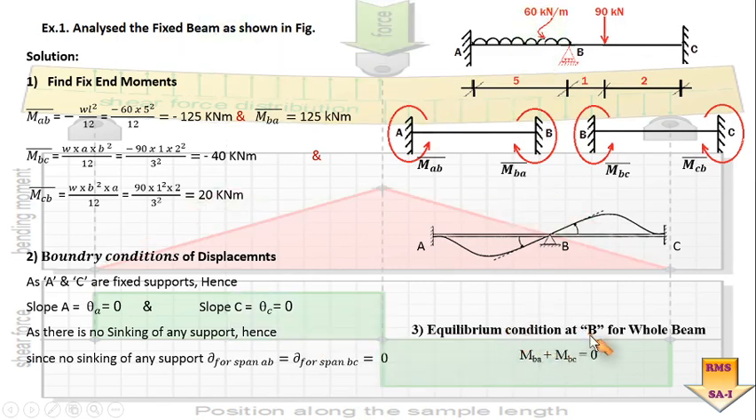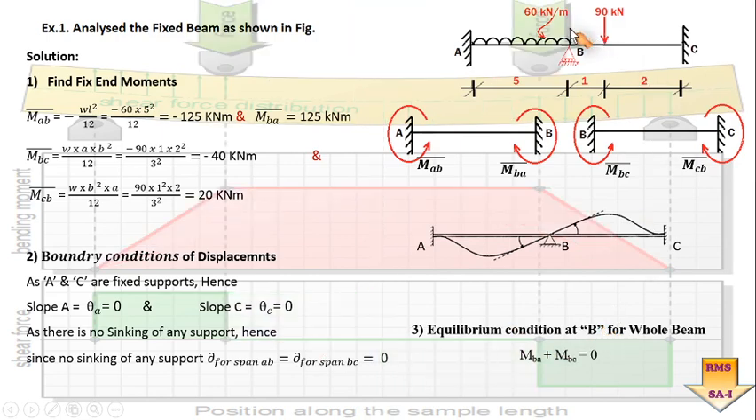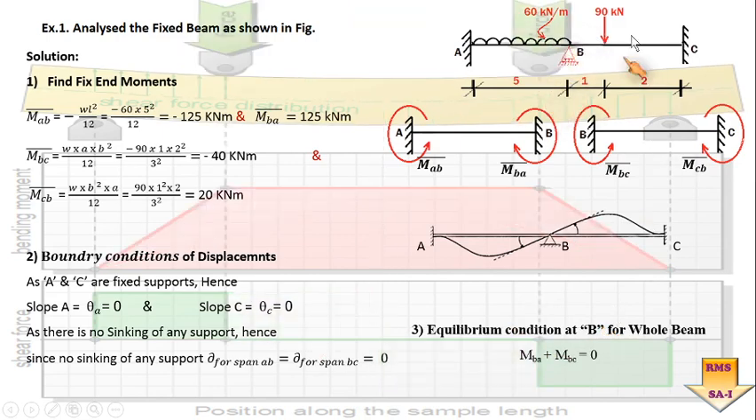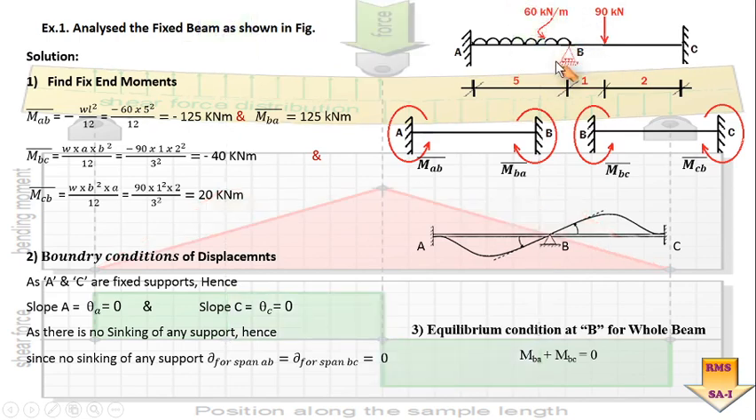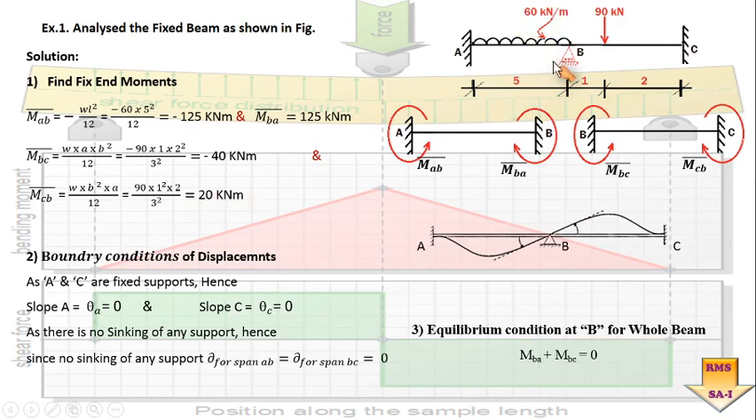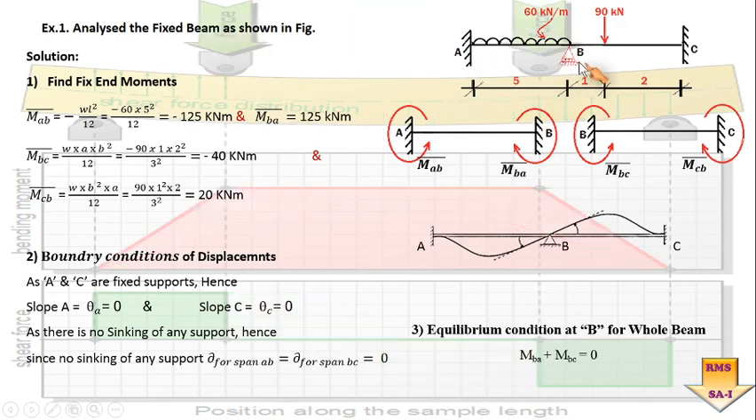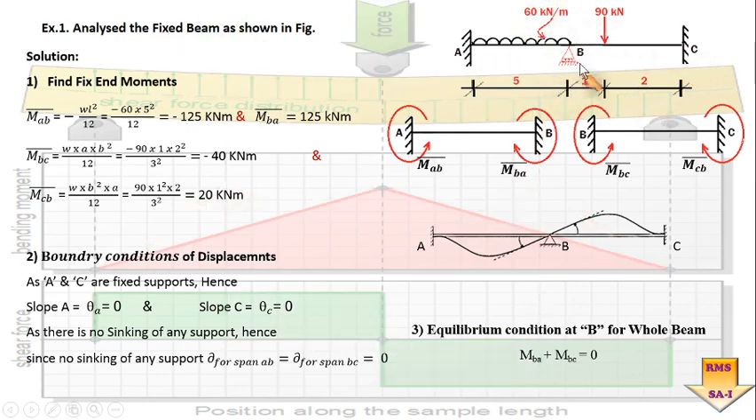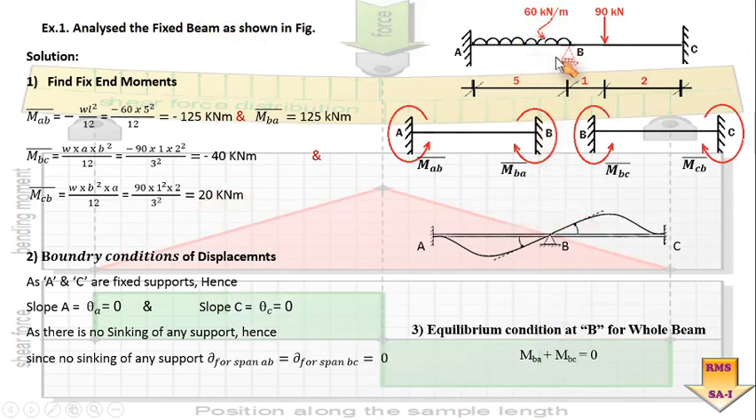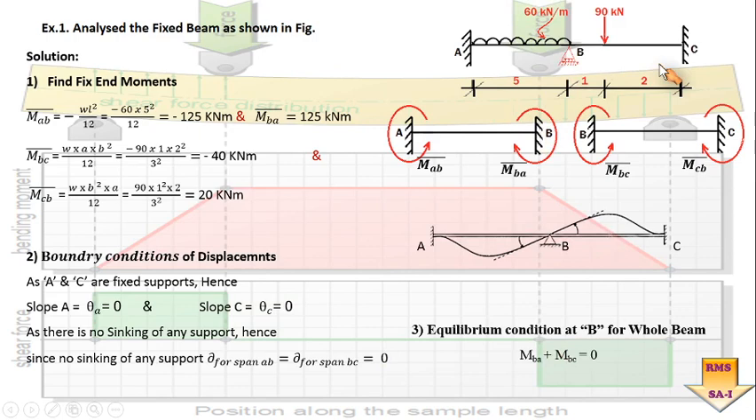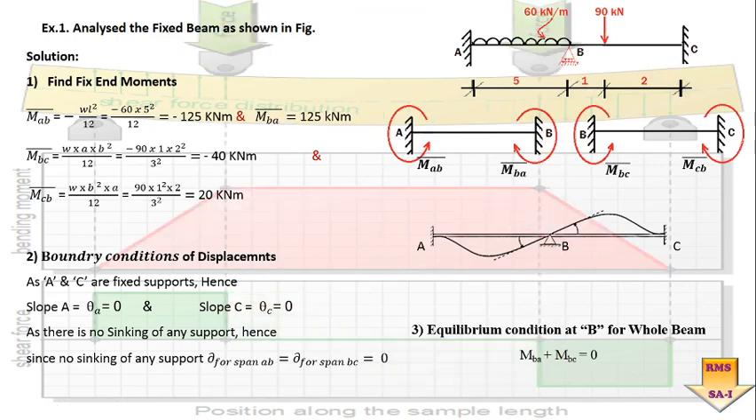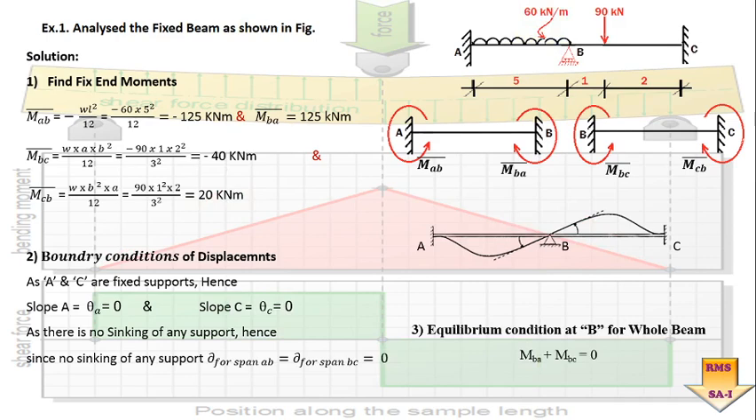Moving ahead, the third job is understanding the equilibrium condition. So in this total beam, the joint B has to be in equilibrium. So how is it to be in equilibrium? The final end moments for spans BA and BC about point B should sum to 0. So MBA plus MBC should be equal to 0. So this is the important equilibrium condition which we have to understand for this particular problem.